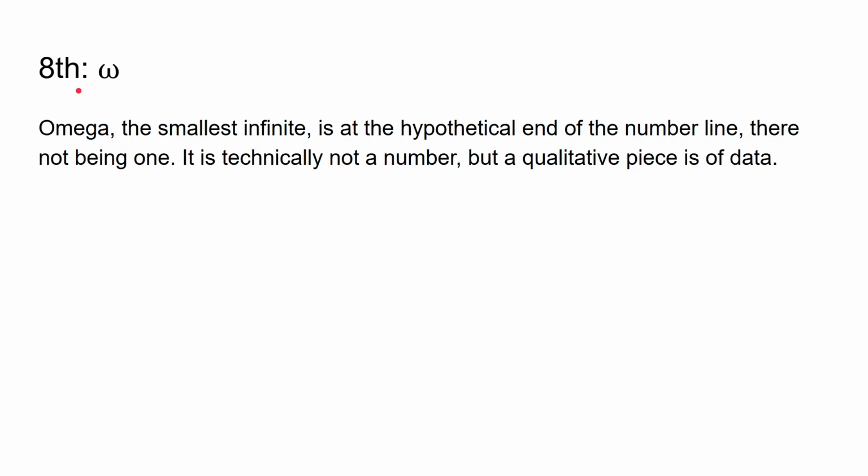And this says 9th. Don't believe anything that anyone else tells you. So, this is omega. Obviously, lower omega is the smallest infinity. It is at the end of the hypothetical number line, which does not exist. So technically, it does not exist as a number. It is qualitative, as I say here. So that's our highest number.